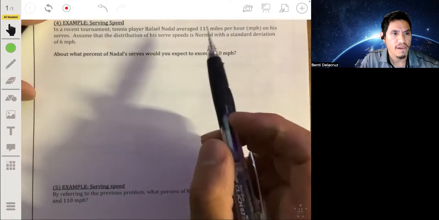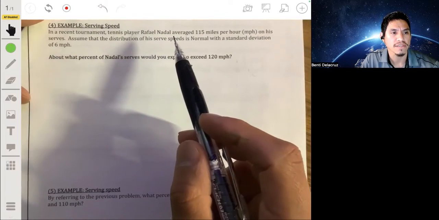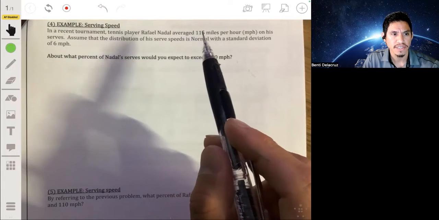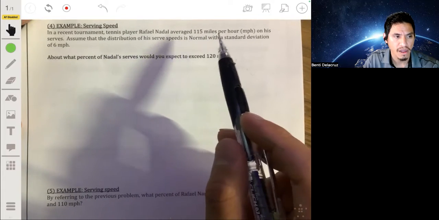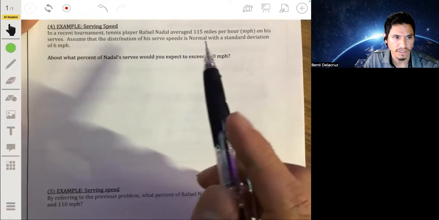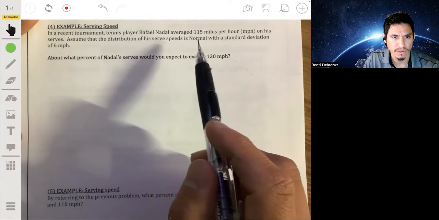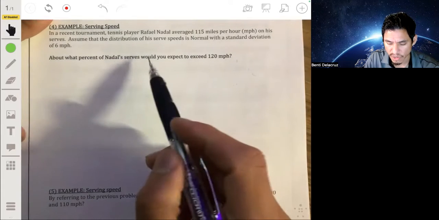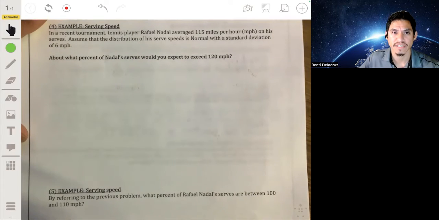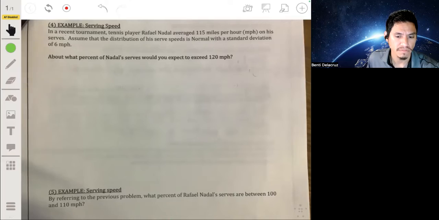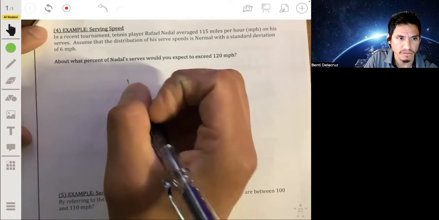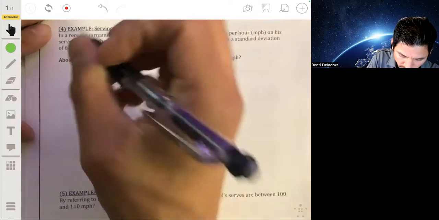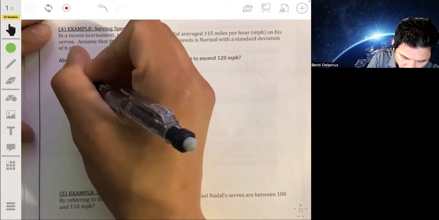Okay, so here we have a scenario where the famous tennis player Rafael Nadal averaged 150 miles per hour on his serves. And we're going to assume that his distribution of serves is normal and it has a standard deviation of 6 miles per hour. So based on this, what percent of his serves would you expect to exceed 120 miles per hour? Okay, so first, let's write what type of distribution we have, which is a normal distribution.